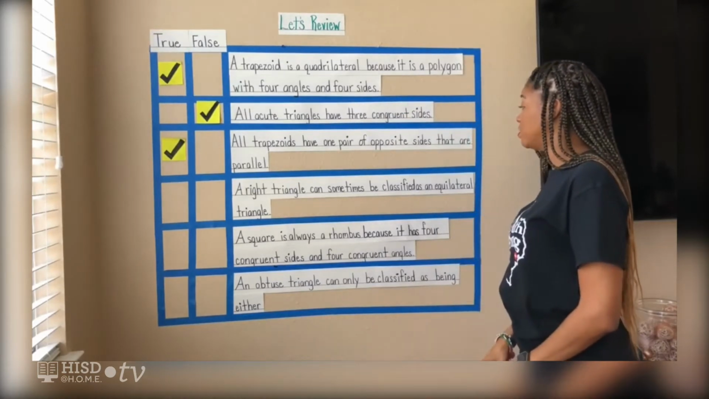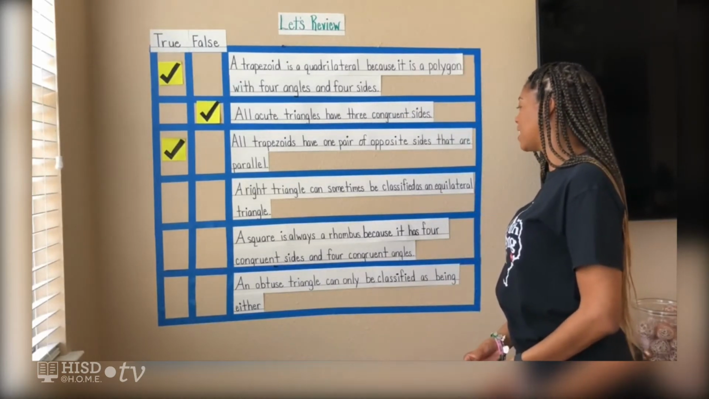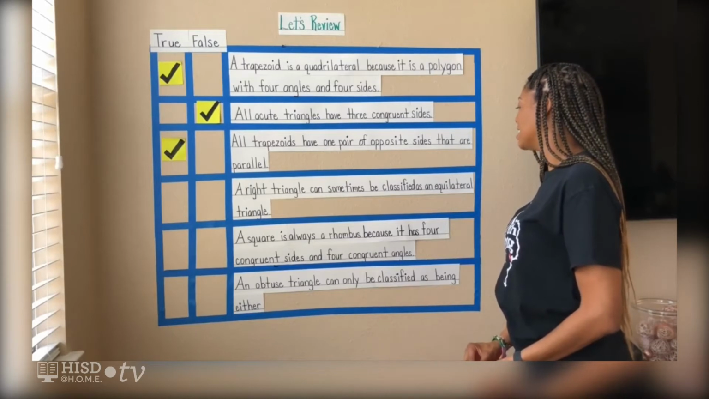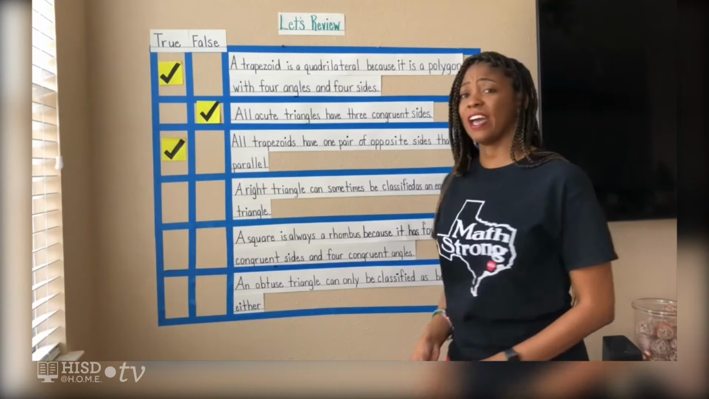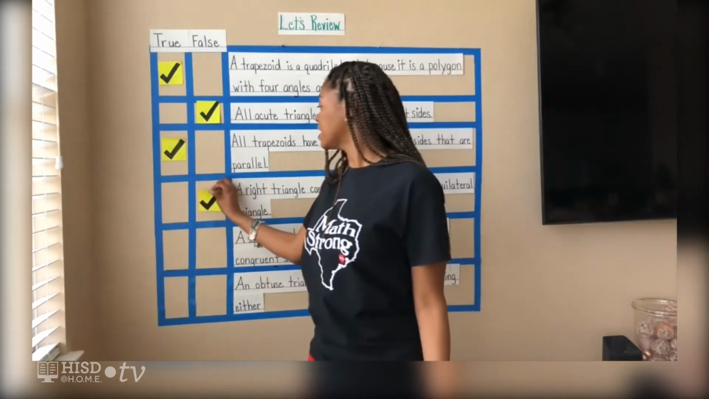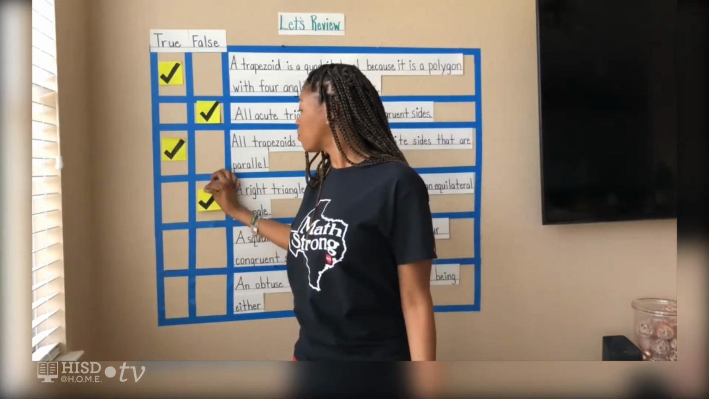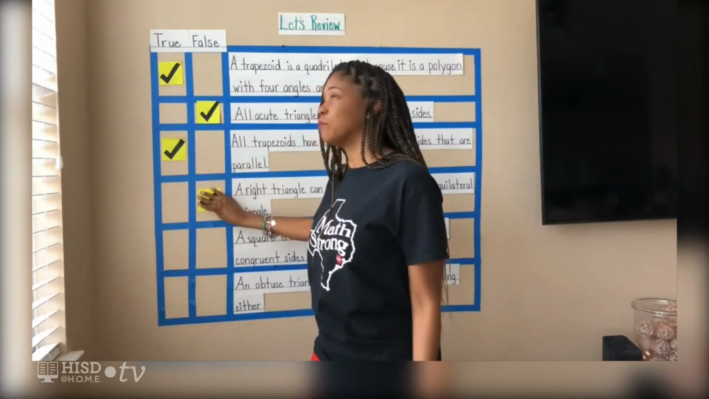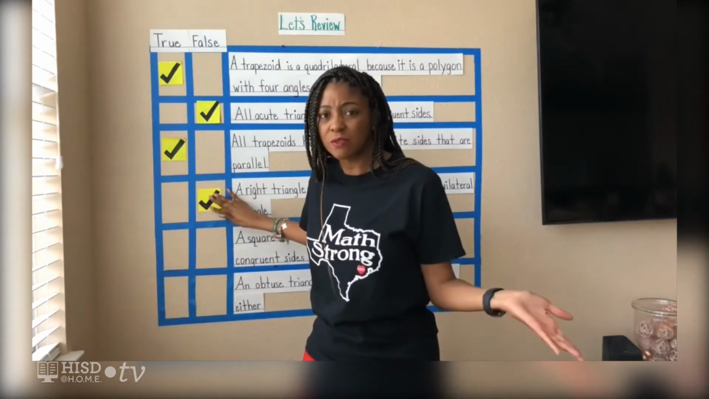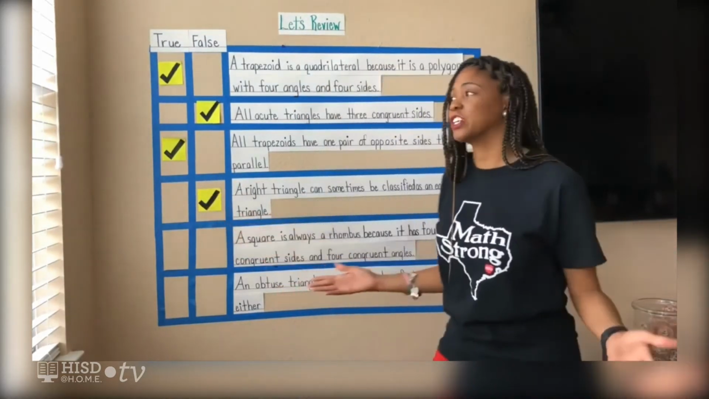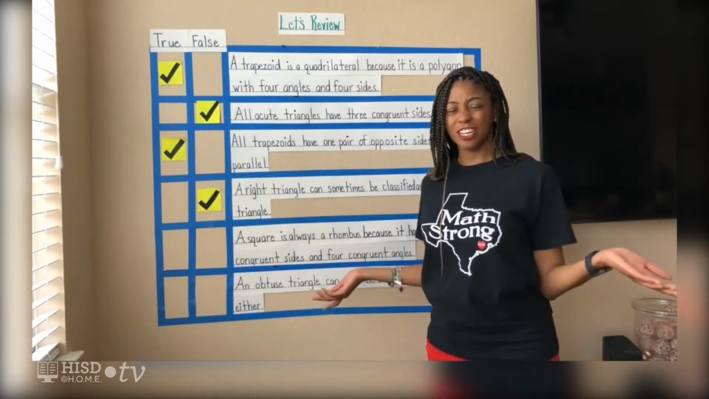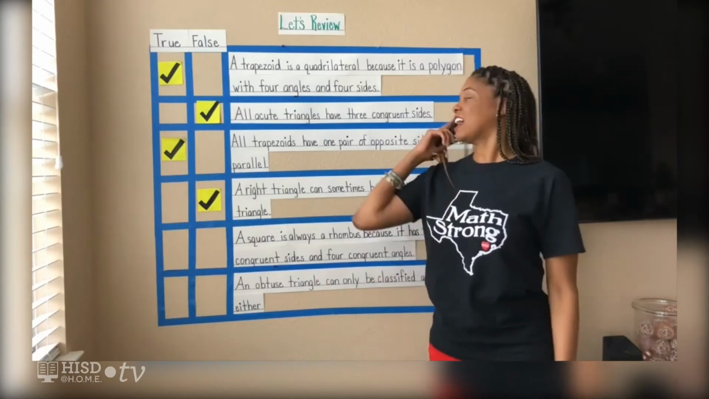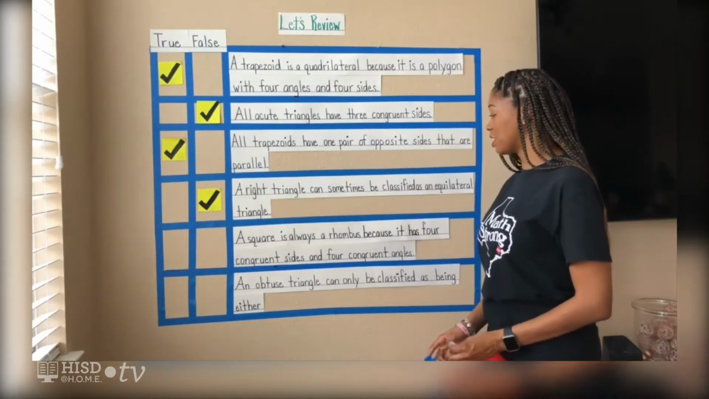A right triangle can sometimes be classified as an equilateral triangle. Yes, I'm gonna say false because I think about right angles, and when I think about right angles, I think of a square for some reason. And so I'm trying to picture, can I take a side away from a square and then it becomes a triangle? I don't think so.